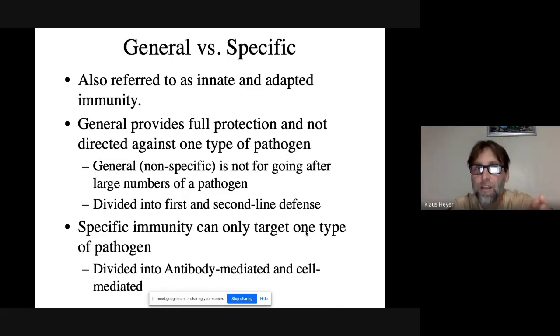General immunity is good at taking out everything, but small amounts. If I breathe in some pollen when I walk outside, I'm fine. That's general, right? So that's the difference. That's what we're going to talk about next class on Wednesday. Does anyone have any questions?